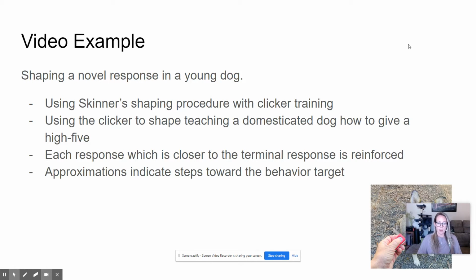So now I have a video example which shows me shaping a novel response in my pet dog. His name is Boo. I use Skinner's shaping procedure with the clicker training. However, in the video, it is hard to hear the clicker. You can only hear it sometimes. I think this is because the clicker is in my pocket.